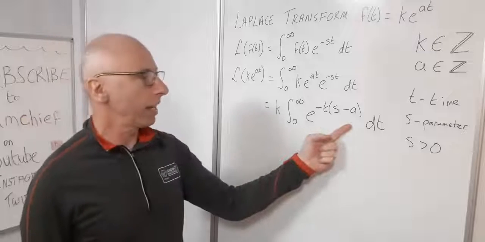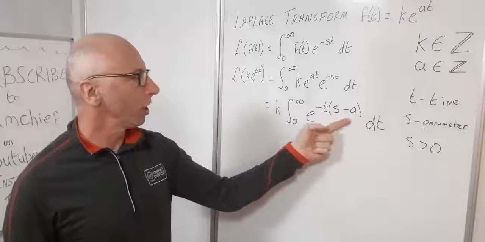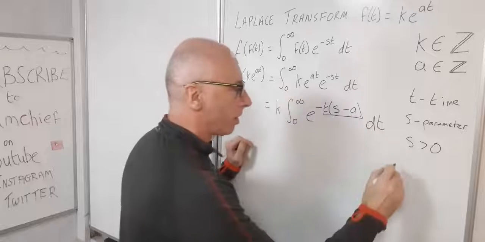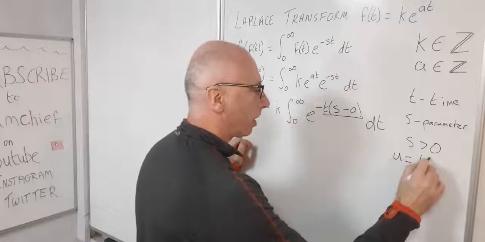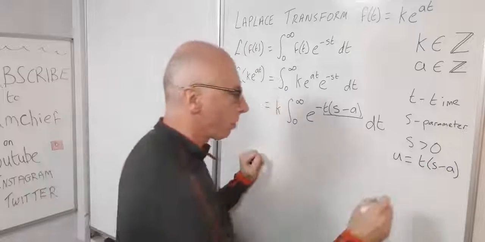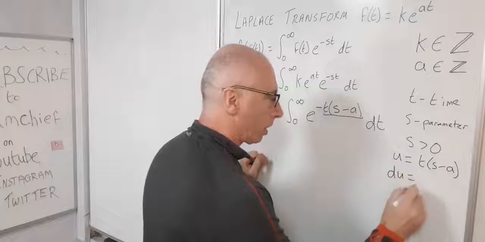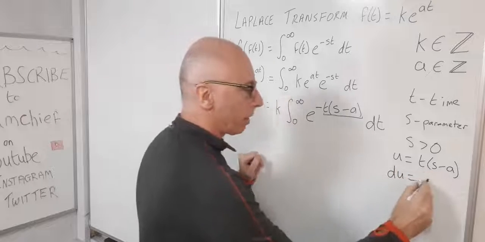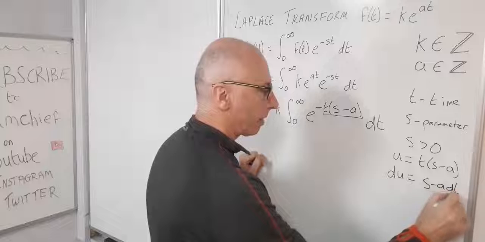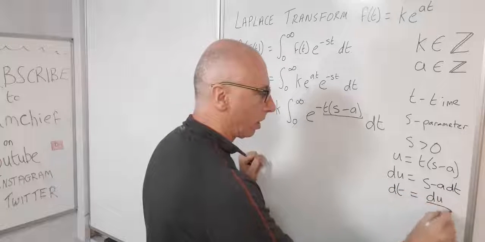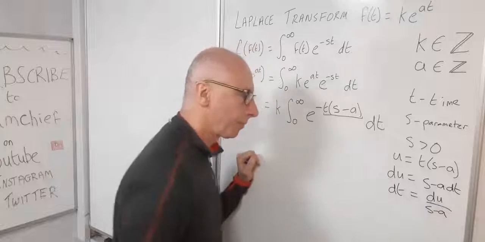Okay, so now to integrate this, we're just going to do a u substitution. So let u equal t times s minus a, and then the usual u substitution rules. du equals, well, the derivative of this with respect to t is s minus a, and then that's dt. So therefore my dt equals du divided by s minus a.